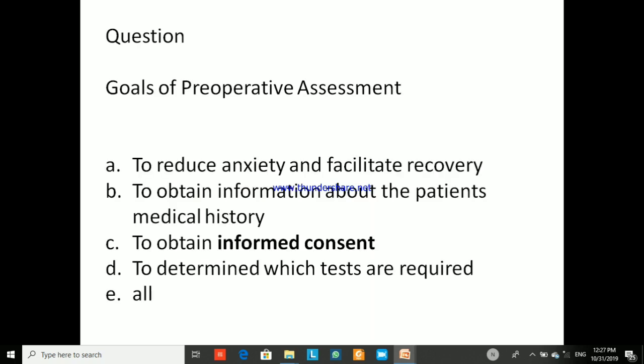Question. Goals of preoperative assessment: to reduce anxiety and facilitate recovery; to obtain information about the patient's medical history; to obtain informed consent; to determine which tests are required. All.